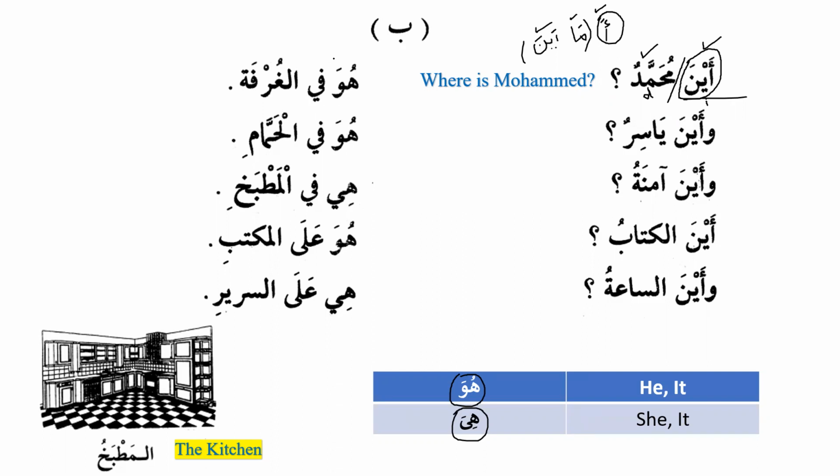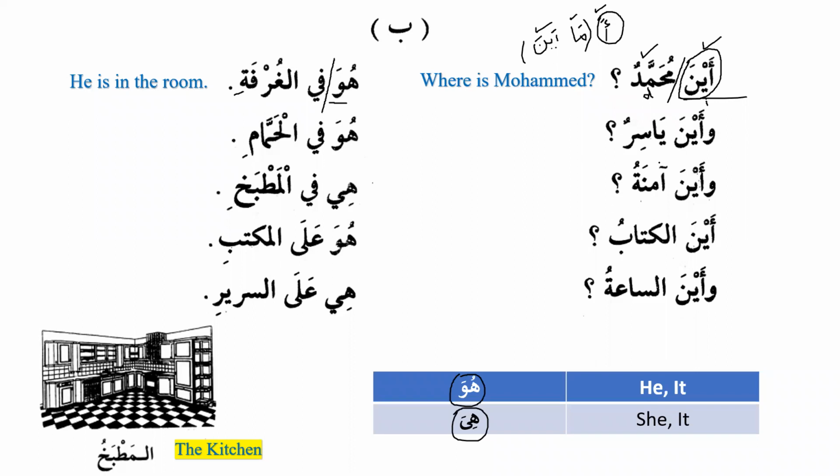Huwa fil ghurfati. Huwa, as we can see, means he, and fil ghurfati means in the room. So we will say huwa fil ghurfati, he is in the room. Now it is a complete sentence. Fil ghurfati is not a complete sentence, but when we say huwa fil ghurfati, now it becomes a complete sentence. And we know that huwa is a definite noun. We learned it today. It's ma'rifa.